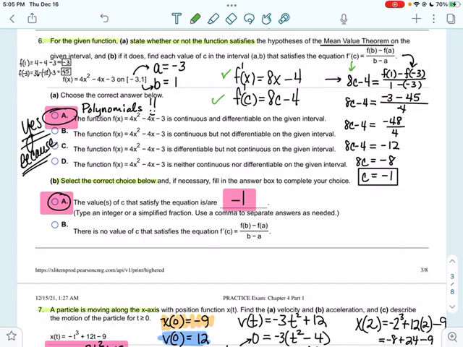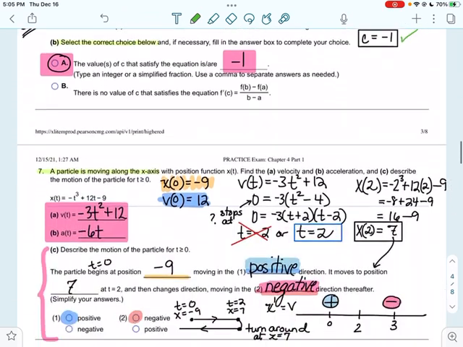So simplifying that, f of 1 is negative 3, f of negative 3 is negative 45, over 1 plus 3, which is 4, and solve for c. The value of c that satisfies that is negative 1. So you're good to go there.